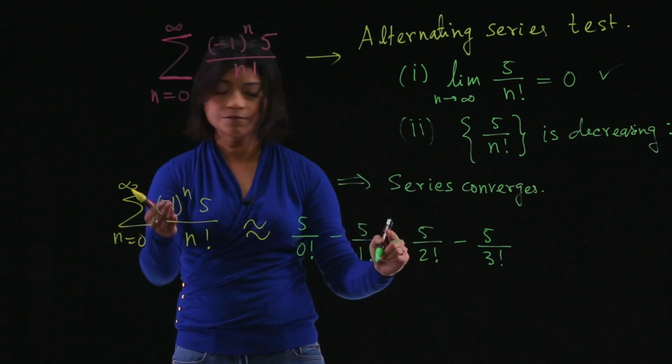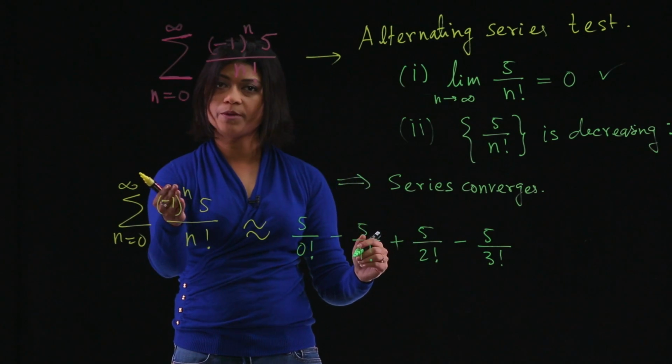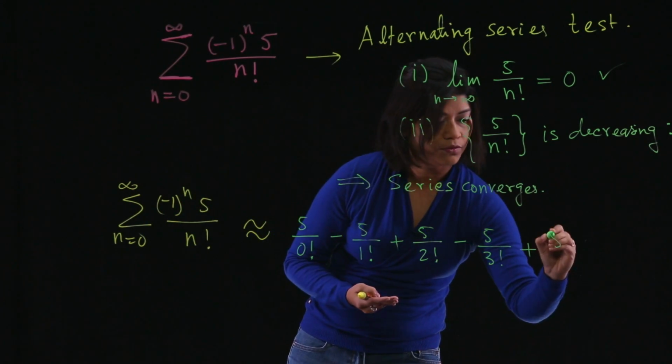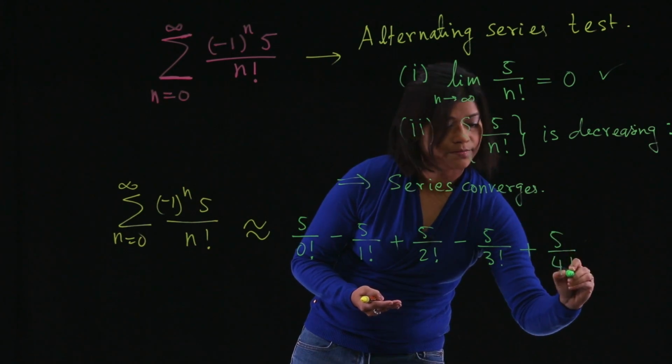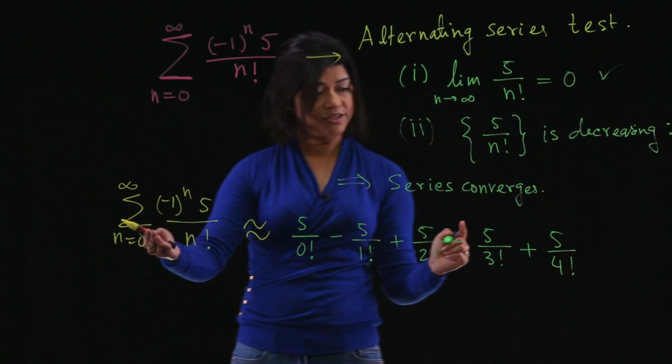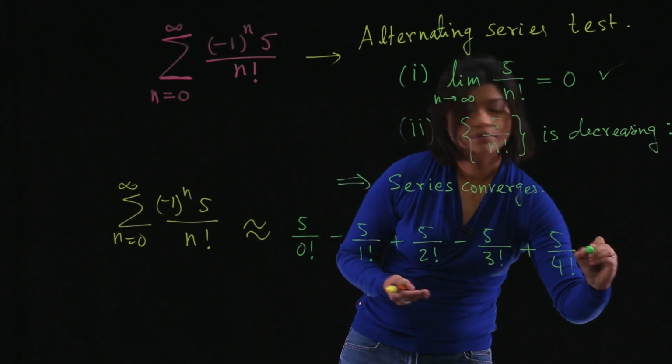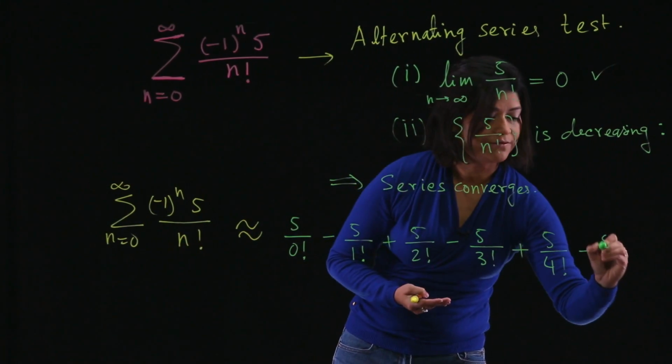Okay, so plug in n equals 4. You get (-1) to the power 4 is positive, and 5 over 4 factorial. The last term is for n equals 5. Again, you get a negative, 5 divided by 5 factorial.